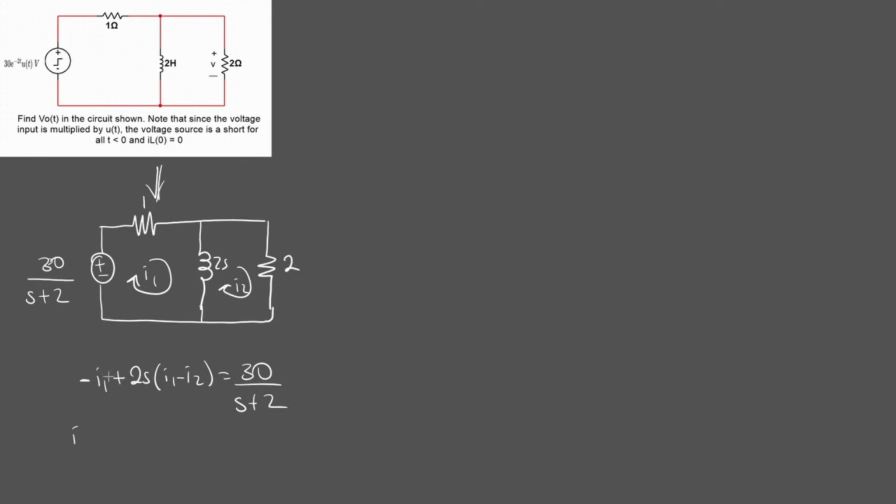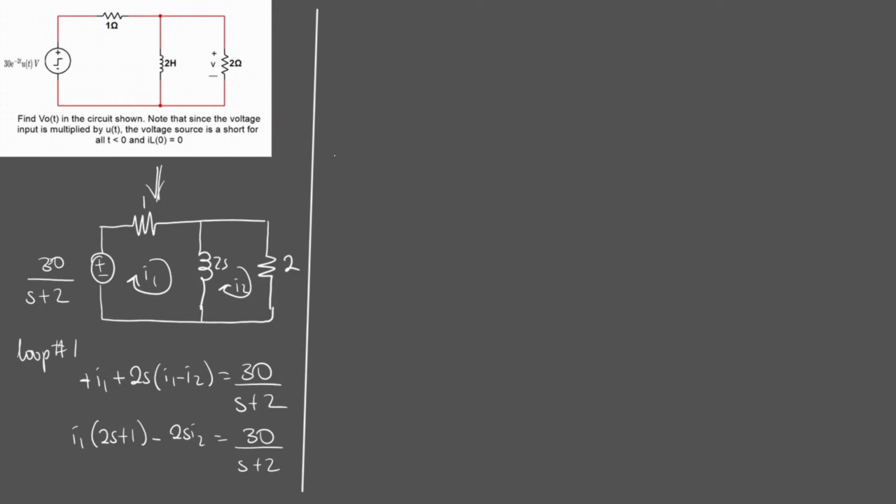Let me see if I can factorize. Why is this minus I1? It's plus I1, pardon me. So that's I1 into 2s plus 1 minus 2s I2 is equal to 30 over s plus 2. This is for loop 1. For loop 2, same concept: 2s times I2 minus I1, plus 2 I2, is going to equal 0.